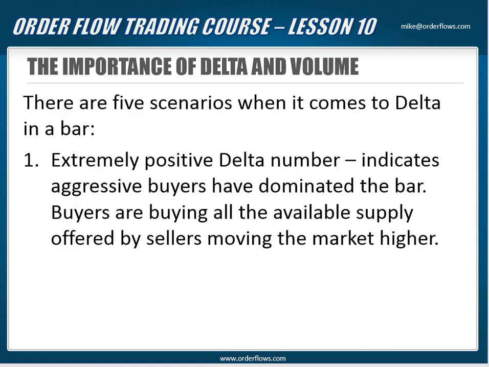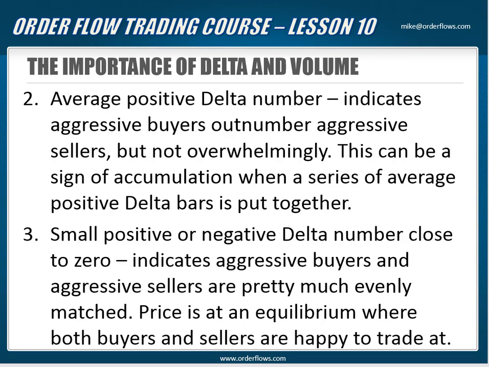So when looking at delta, there are basically 5 scenarios when it comes to delta in a bar. It could be an extremely positive number, which indicates aggressive buyers have dominated the bar. Buyers are buying all the available supply offered by sellers and moving the market higher. What I mean by extremely positive delta is usually something over 1,000 or more.